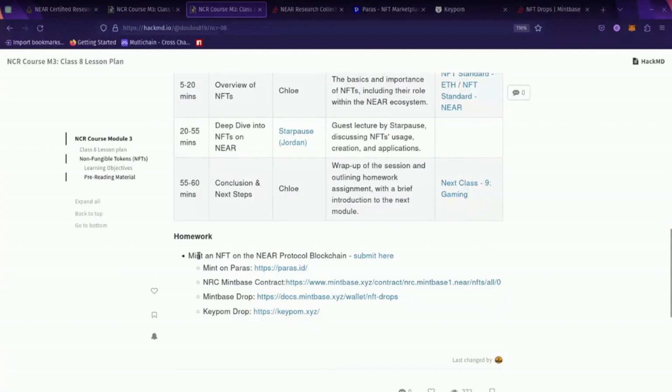So that's the homework for the week. Mint any NFT on NEAR, share it in the chat, and there you go. Super simple, nothing too complicated for now, and we'll keep discussing for next week.